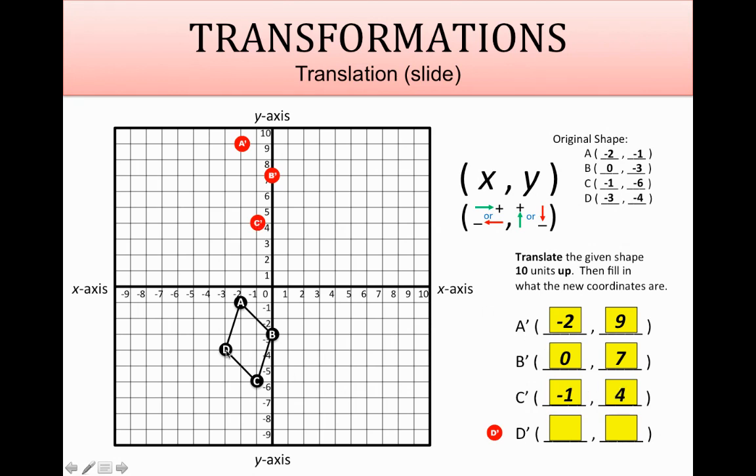And lastly, you're going to move D. All right, you would move D 10 units up, and it would be right there. So you would click D prime and slide it over here. All right, now you've got to get the coordinates for D prime. So you would be at -3 for the x, and then you would go up 6. All right, so -3, 6 is where the coordinates are for D prime.